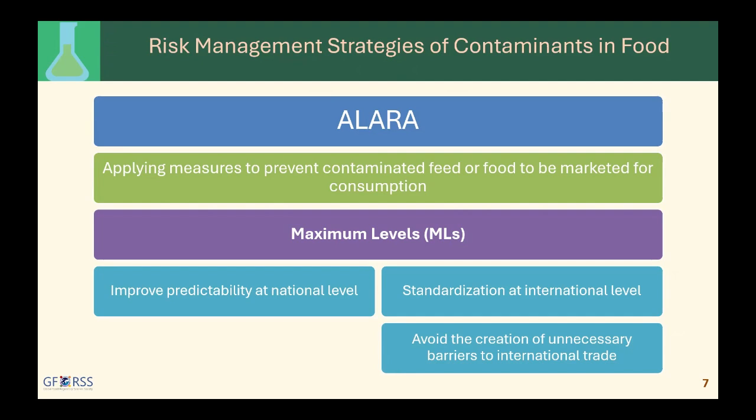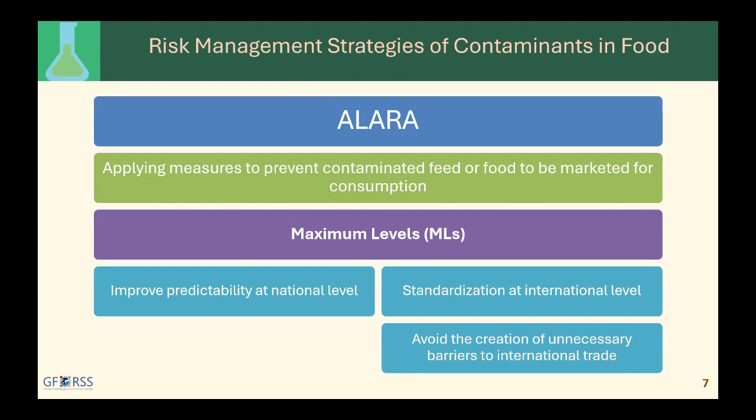Supposedly, if I'm enforcing and implementing a maximum level, I should not detect this contaminant in my market and my food commodities at concentrations above the maximum level, right? I'm speaking in an optimal situation. I have perfect enforcement and I'm preventing any contaminated food from entering my market. But at least I'm improving the situation, instead of, excuse me, not having anything, and having food entering my market with different levels and concentrations. No, I'm controlling some of the food. So I'm improving the predictability at my national level.